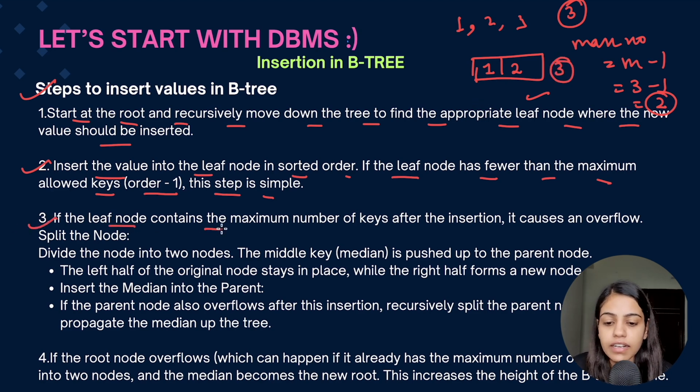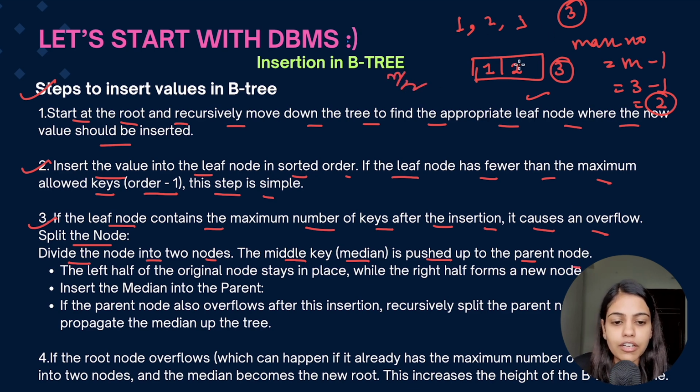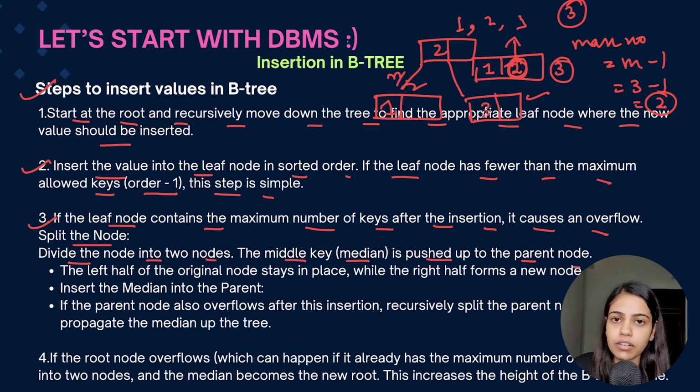If the leaf node contains the maximum number of keys after the insertion, it causes an overflow. So what we have to do is split the node, dividing it into 2 nodes. The middle key, the median, is pushed up to the parent node. So we'll find the median, that would be n by 2, and we'll find that 2 is the median. So it will be pushed to the parent node, and then once it's pushed to the parent node, it can hold 2 elements. To the left of this particular parent key, we will have 1. To the right of this particular parent key, we will have 3. So this will be a lesser value than 2 and this will be a greater value than the parent key. So the left half, or the original node, stays in place while the right half forms a new node.